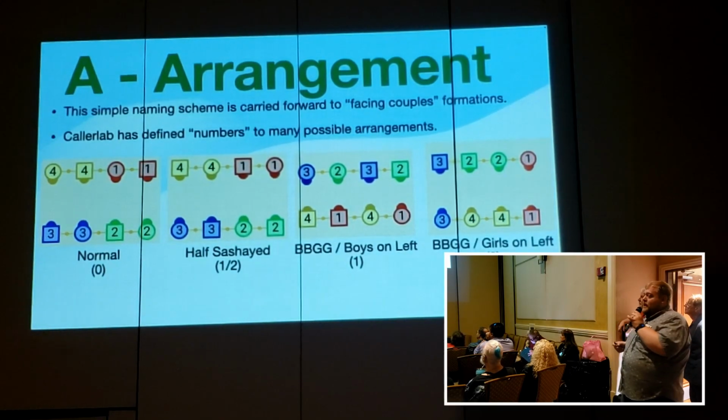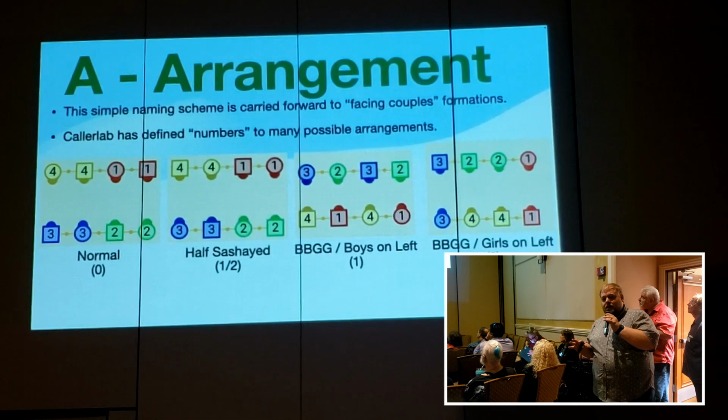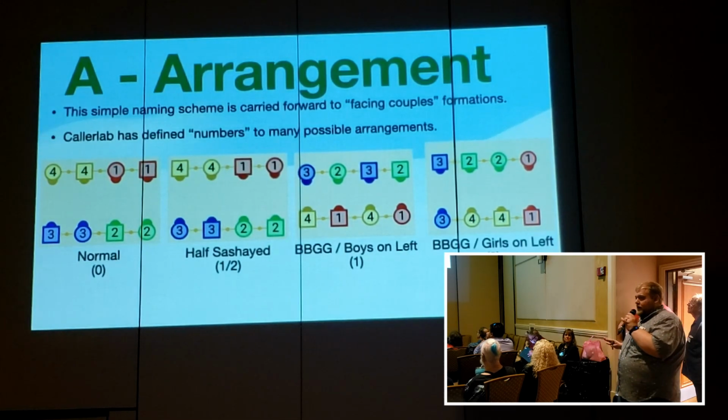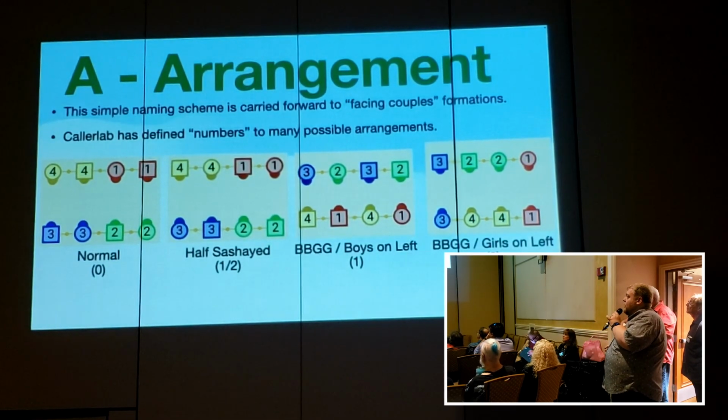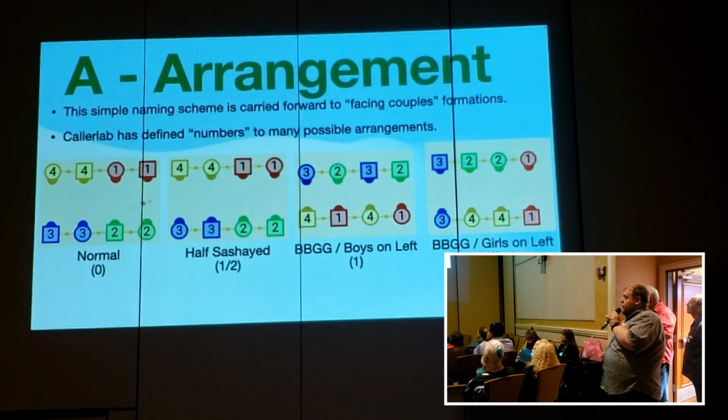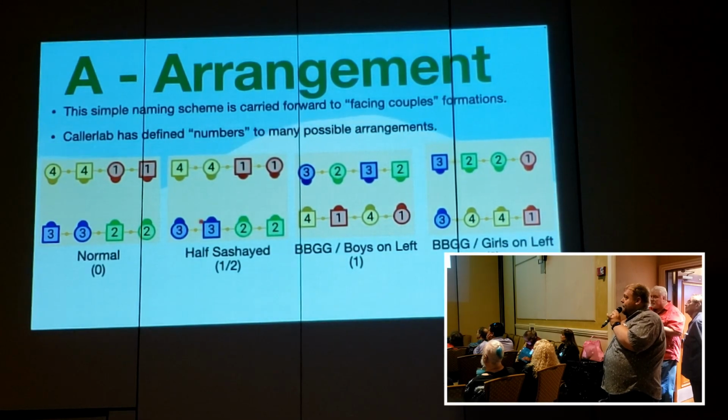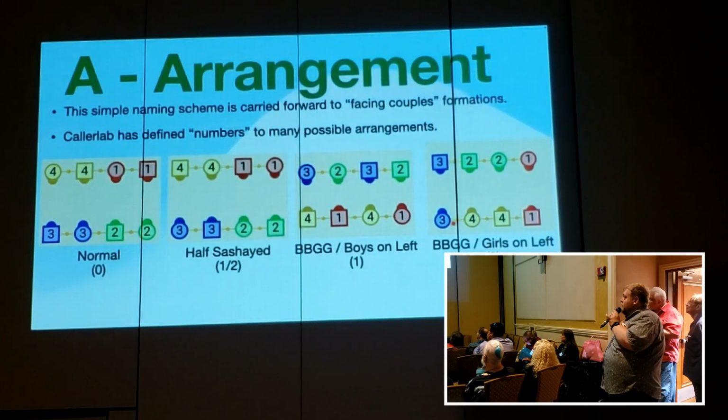There's a number scheme that I want to call out exists, and then point out that we're not going to use it a lot this weekend. But I want you to know it's there. Callerlab has assigned numbers to each of these, so Callerlab will say that this is a 0 arrangement. Notice the boys on the left, we'll call that normal. Here the boys on the right, we'll call that half sashayed, or the half. If the boys are together on the left, we'll call that 1. Girls together on the left, we'll call that 2.